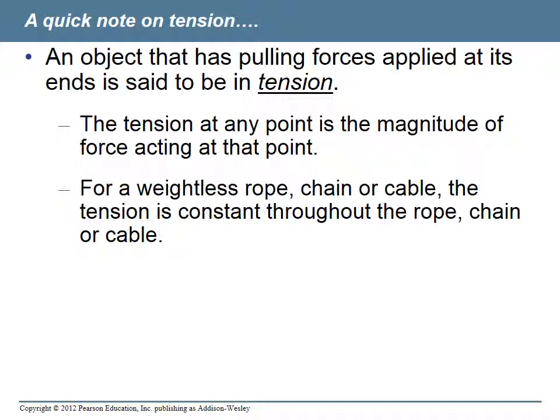So an object that has pulling forces applied to its ends is said to be in tension. Like we had the rope back at the beginning of the lecture here. We had a rope where the hand was pulling on it, the block was pulling back, and that gave a tension in the rope. So the tension at any point is the magnitude of the force acting at that point. Okay, so for a weightless rope, chain, or cable, the tension is constant throughout the rope or chain or cable, right? If it has mass, then we're increasing the mass below it, and the tension would vary a little bit. But we're going to talk about massless ropes the majority of the time here.